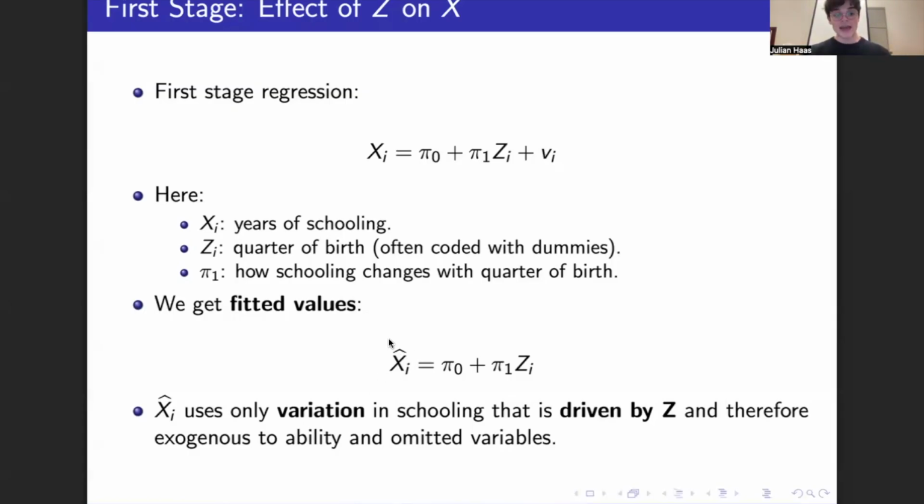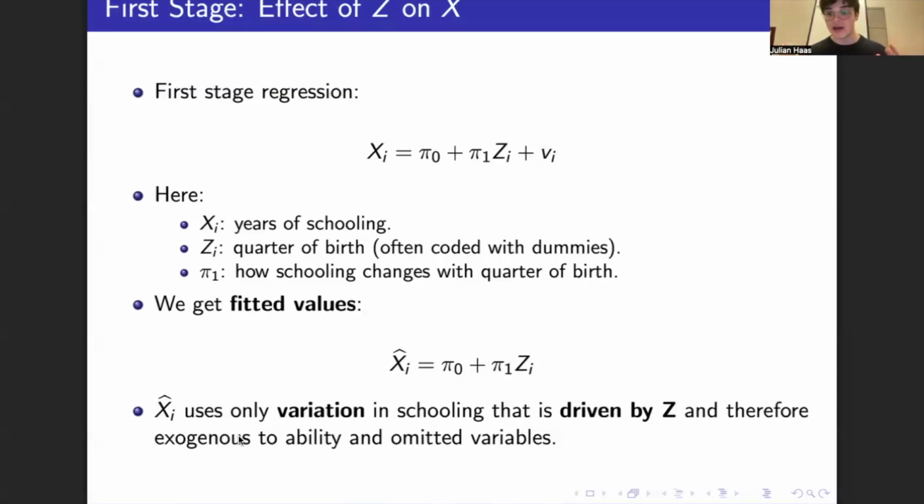And then we're going to say, all right, well, this x hat, since it's only being predicted by z, right, this x hat is using only the variation in x that is driven by our instrument z. And so because of that, this x hat is going to be exogenous to our error term, right? To our error term for y.